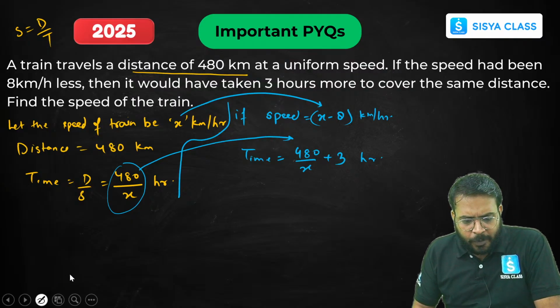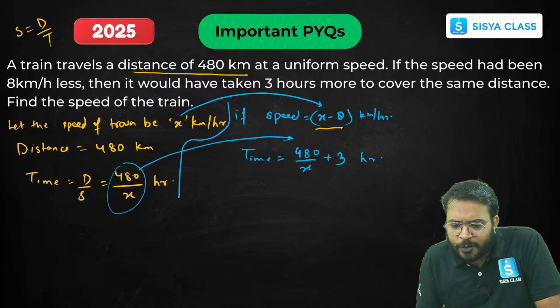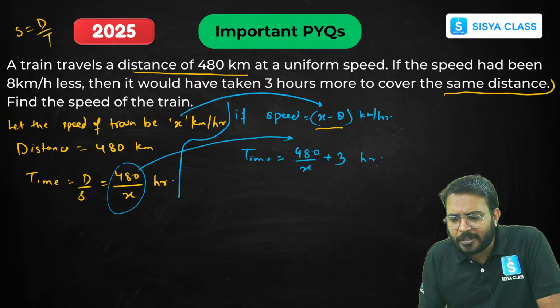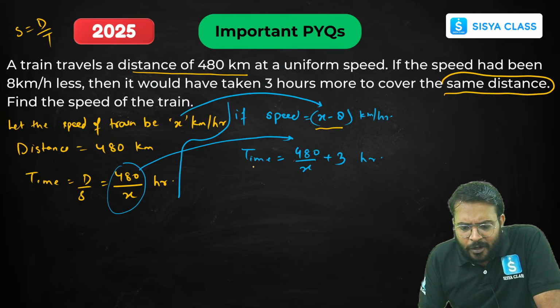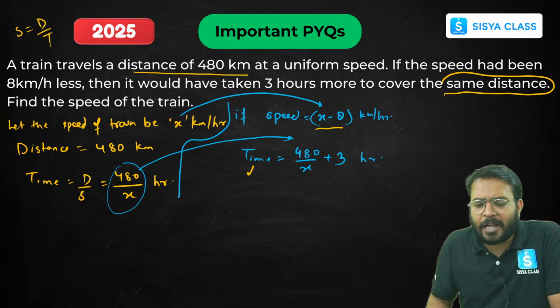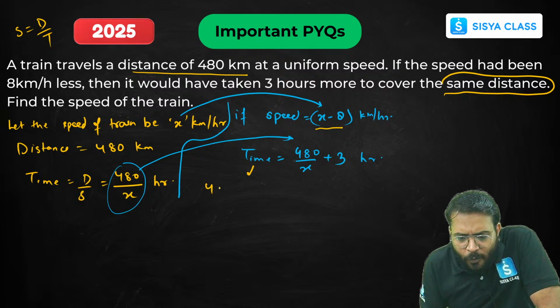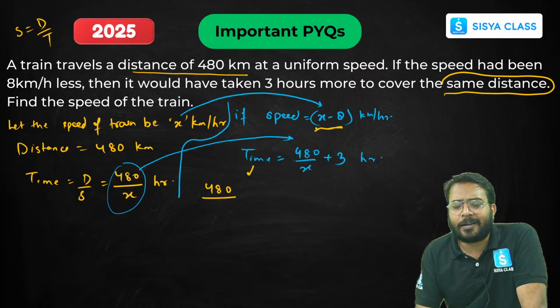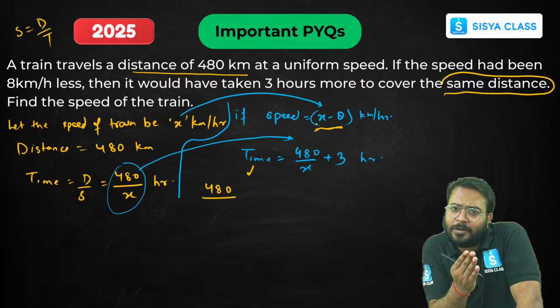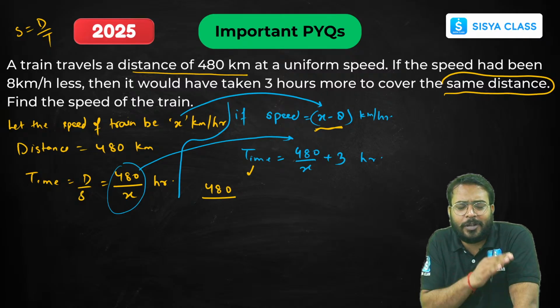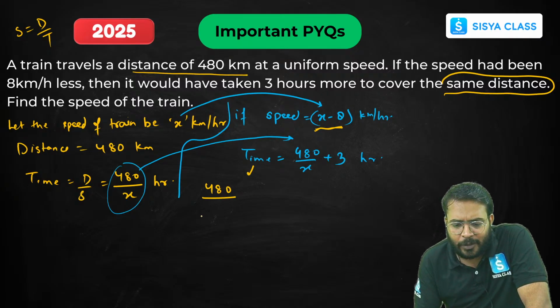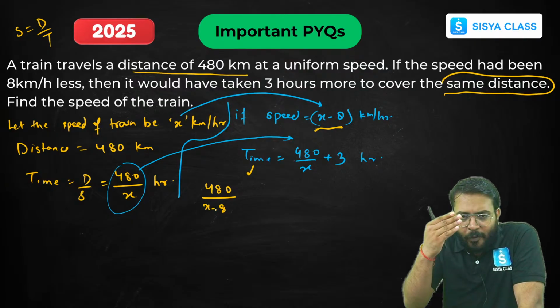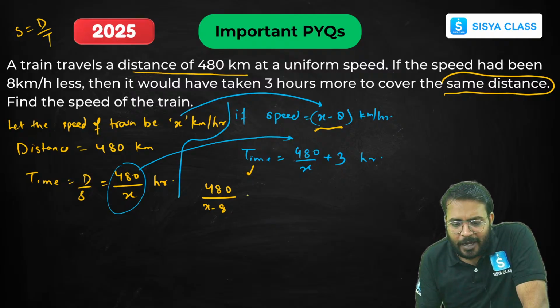Here also we have a speed and the distance is the same. So can we find out how much time they are going to take? They are going to take 480 kilometers divided by the speed they are traveling. We need to travel 8 kilometers per hour less. Initially it was x, so right now we need to travel with x minus 8 kilometers per hour. Now 480 divided by x minus 8 is going to be 480 by x plus 3.